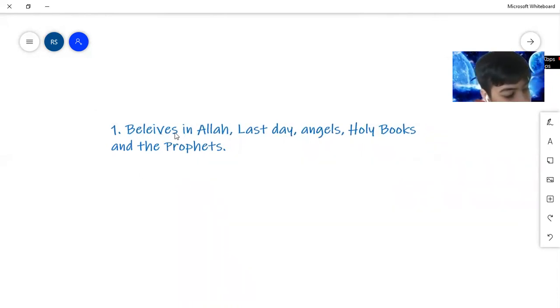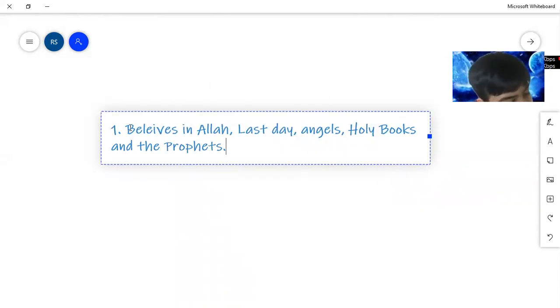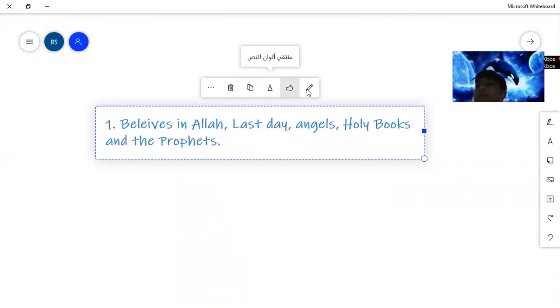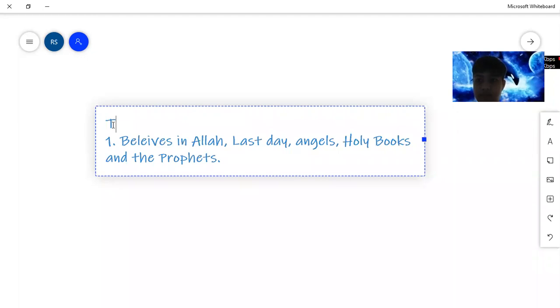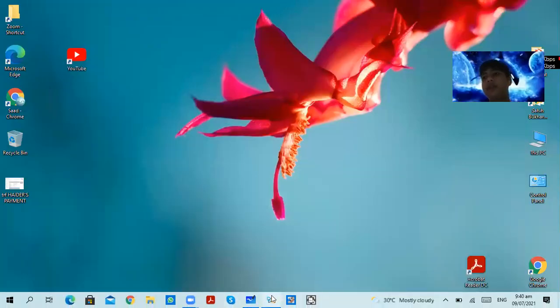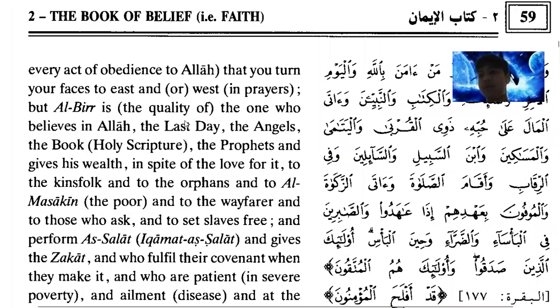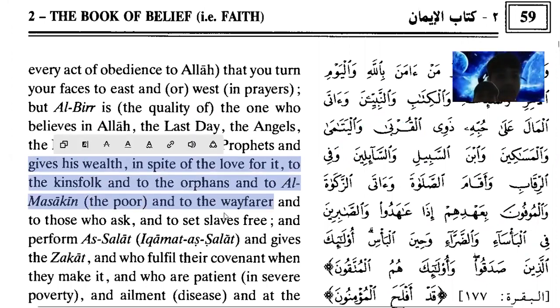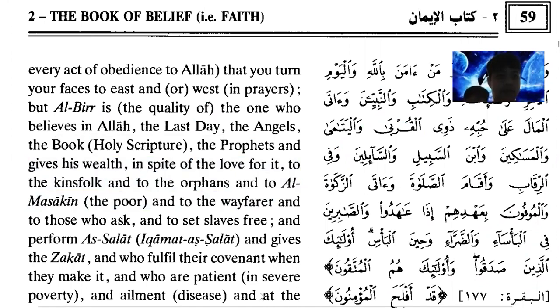He believes in Allah, the man who believes in Allah, Last Day, angels, holy books, and the prophets. Let's try that, and then done.